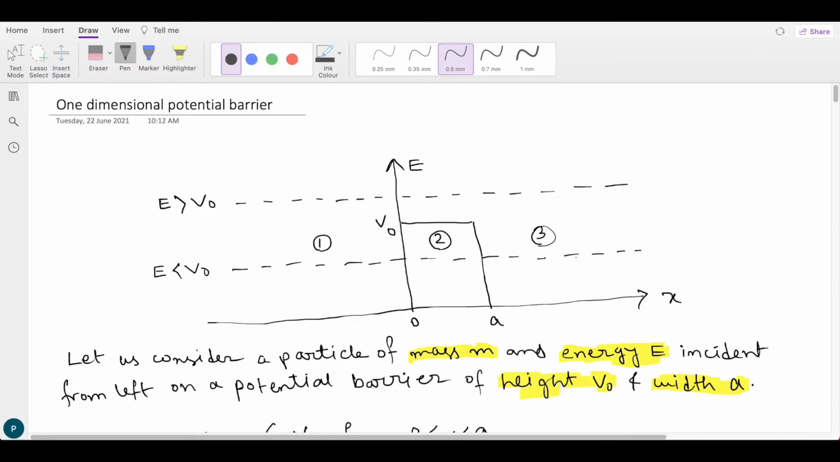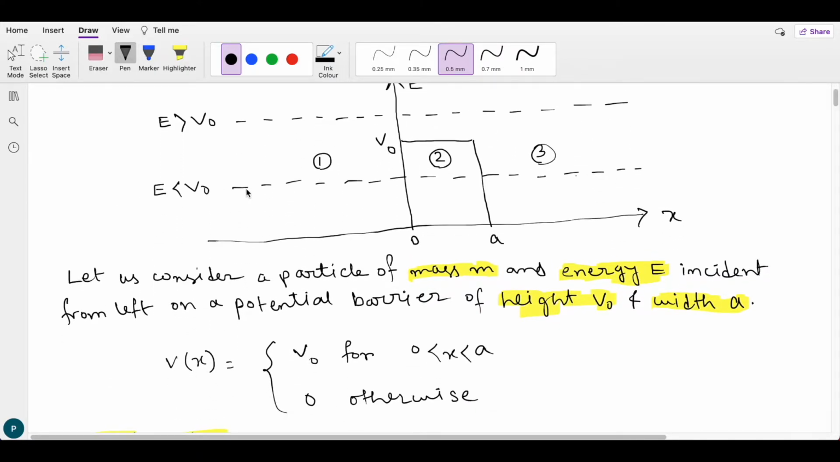Let's start with today's topic, which is the one-dimensional potential barrier. What is a one-dimensional potential barrier? You can imagine it classically like a ball moving in a direction and there is a wall along its path. So the ball will bounce back after collision with the wall, but in the case of quantum mechanics the story is something different. Let's see how it works in quantum mechanics.